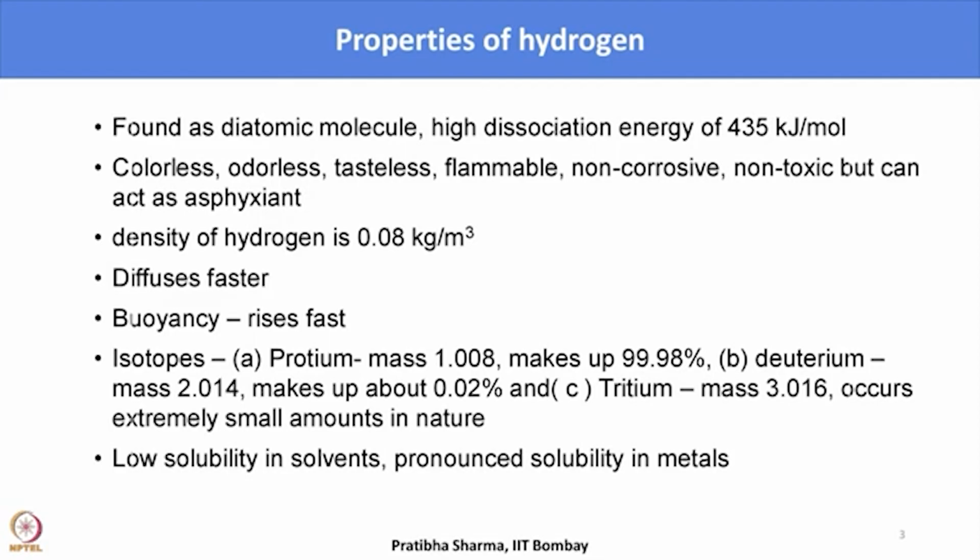Hydrogen exists in 3 different isotopic forms: protium, wherein there is one proton and the mass is 1.008, with a high relative abundance of 99.98%. Deuterium has a mass of 2.014 and an abundance of 0.02%. Tritium has a mass of 3.016 but occurs in extremely small, negligible amounts, and can be produced during nuclear reactions. Hydrogen has a very low solubility in solvents, but a very high solubility in metals.